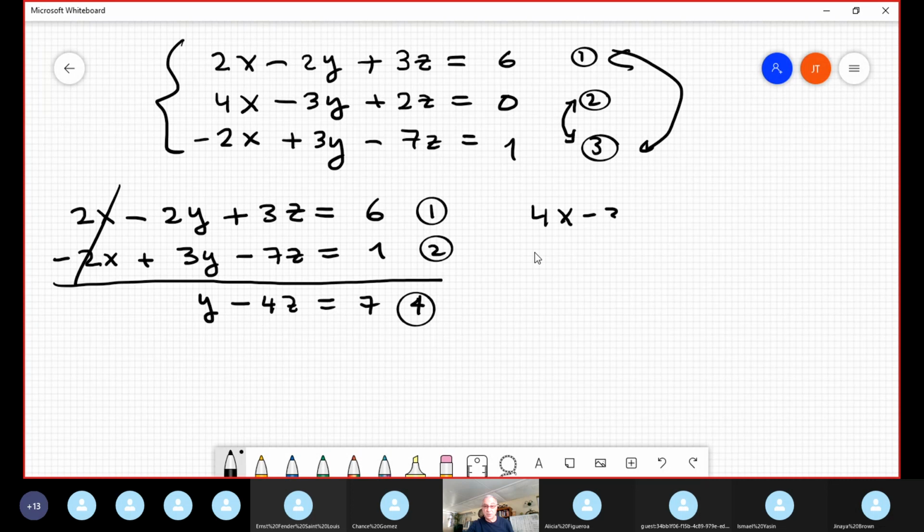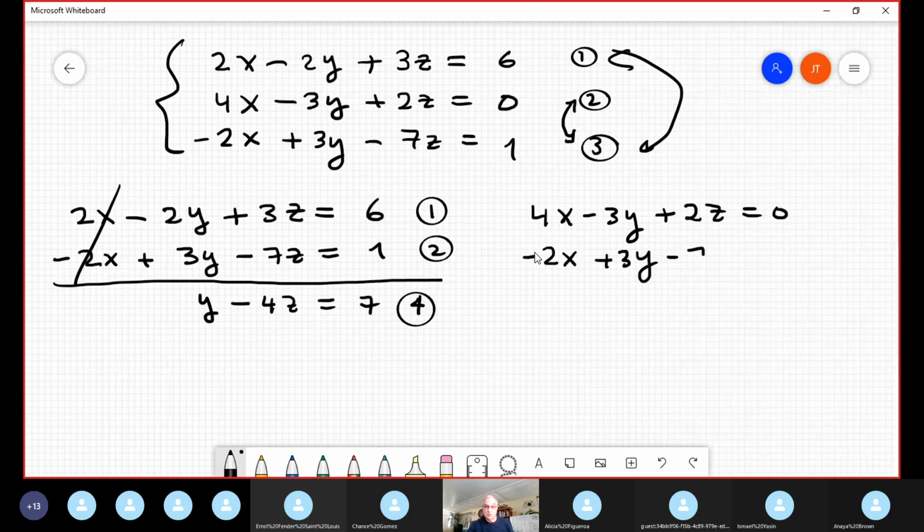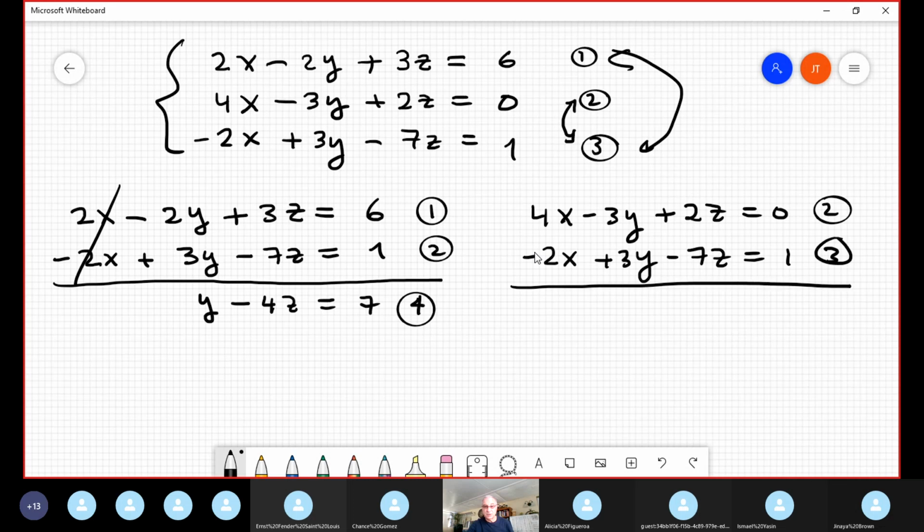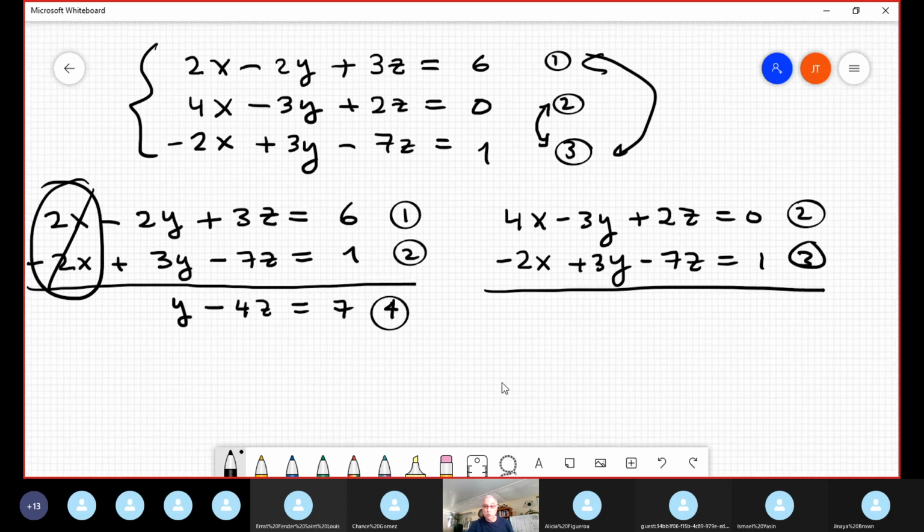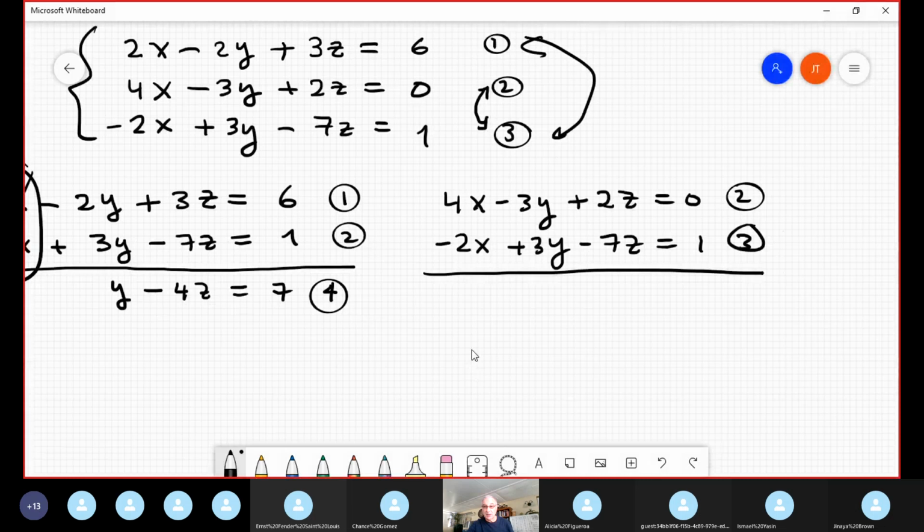4x minus 3y plus 2z equals 0. Minus 2x plus 3y minus 7z equals 1. This is equation 2, this is equation 3. And I have to, mandatory, see, in the first couple, I eliminated x. I need to eliminate x here. So I multiply the equation 3 by 2. By positive 2 factor.